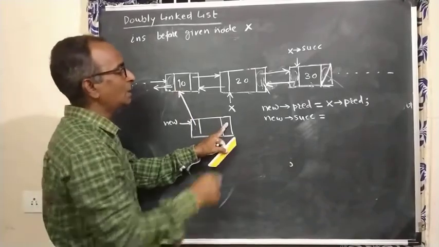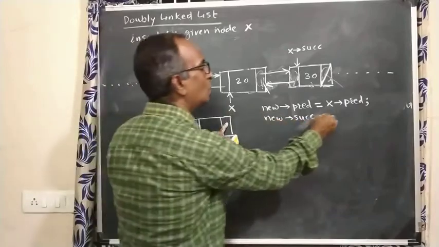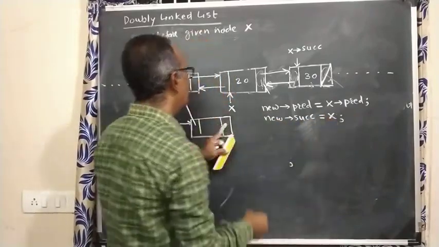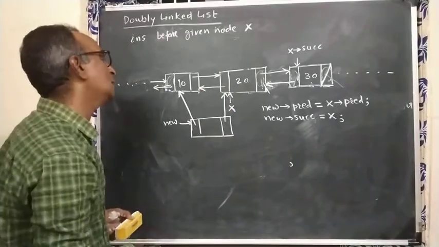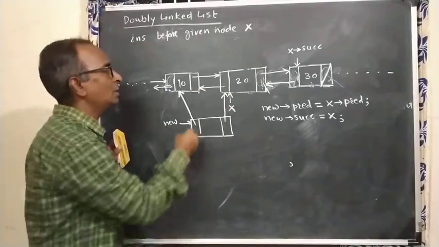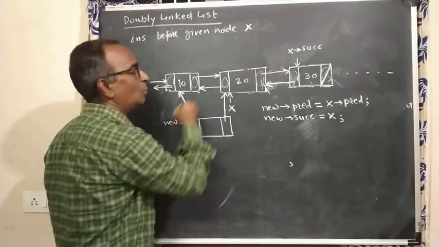Now new's successor should point to this node. This node's address is in X. So X is given to this. So this is pointing to this node now. Now 2 pointers we have to adjust. Which pointers? This pointer you have to adjust and this pointer you have to adjust.